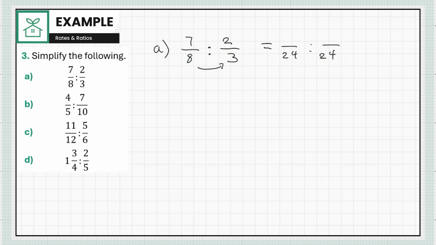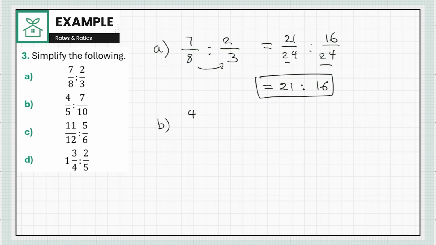Alright, now once we're in this state, we've gone 8 times 3 is 24, which means I have to do the same to the top. 7 times 3 is 21. And because I've done 3 times 8 to get to 24, I have to do 2 times 8 in the numerator, which is going to be 16. Now once you have it in this stage where you have the same denominators, the ratio can be simplified to remove each fraction. So you're left with 21 to 16. And once you get into this stage, you can simplify further if you find any common factors.